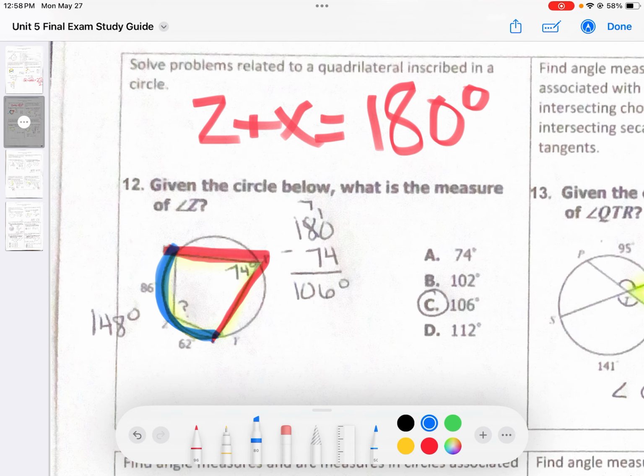86 plus 62 is 148. Half of 148 is 74. So angle X is 74. And since angle Z and angle X are supplementary, meaning when you add those two numbers up they equal 180, and X is 74, 180 minus 74 is 106 degrees.